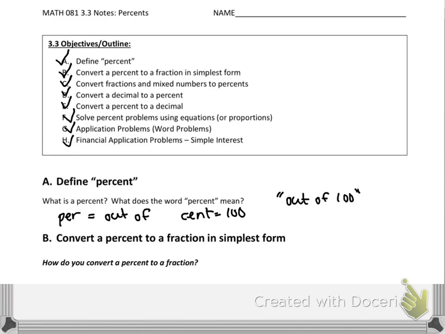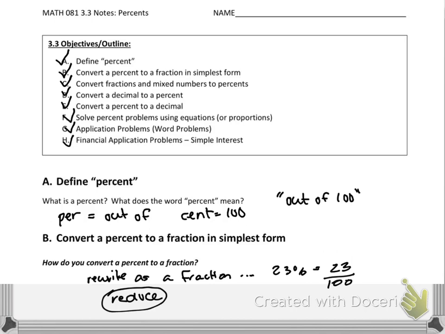Okay? So how do we convert a percent to a fraction? Well, we literally just rewrite it as a fraction. So for example, if I have 23%, that means 23 out of 100. Okay? And then the other thing that you always have to remember to do is that you have to reduce it if possible. In this example, 23 over 100, 23 is a prime number, so it cannot be reduced.